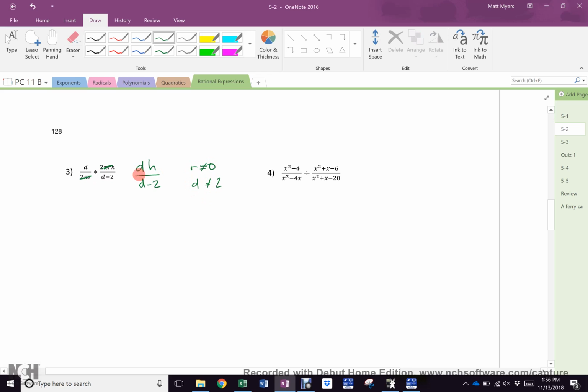What are almost all of you going to do there? Because you've only been half listening, you're going to see d on the top and bottom and cancel, which you can't. A bunch of you are going to do that, even though I've just done this. Why can't you? It's not multiplying. The same reason you can't do this.